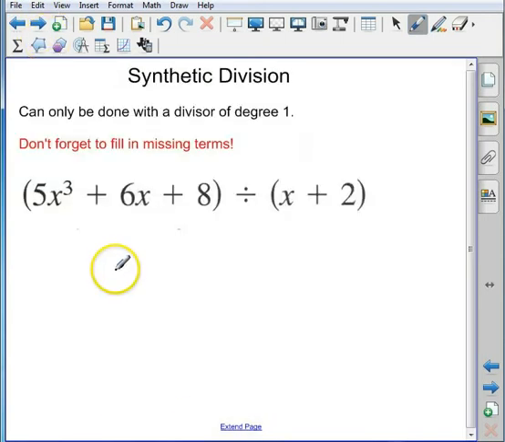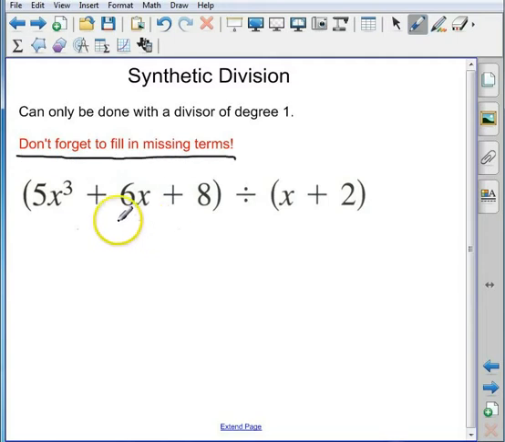Okay, so let's talk about synthetic division. This is just a quick and short way to do polynomial long division, but it has some limitations. You can only do it with a divisor of degree 1. If you have an x squared here or an x cubed, you can't do synthetic division. And once again, if you've got missing terms, don't forget to fill them in.